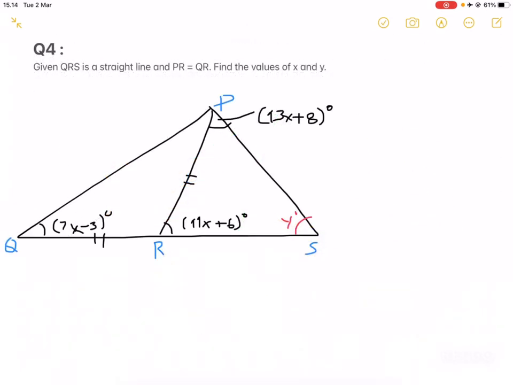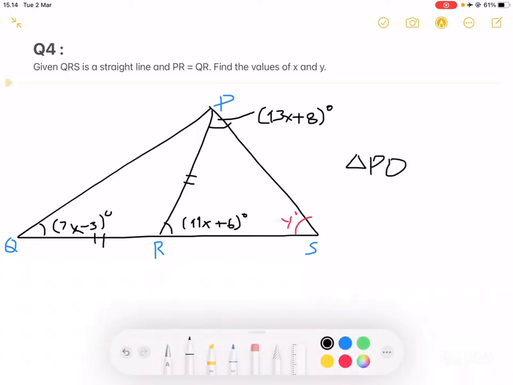Alright, so here is a triangle PQS with QRS is a straight line and PR is equal to QR. And we need to find the unknown values of x and y. Alright, so first we can just notice that the triangle PQR is an isosceles triangle, given that the legs PR and QR are equal. And since we know this angle is 7x minus 3, this angle must also be equal to 7x minus 3 degrees.